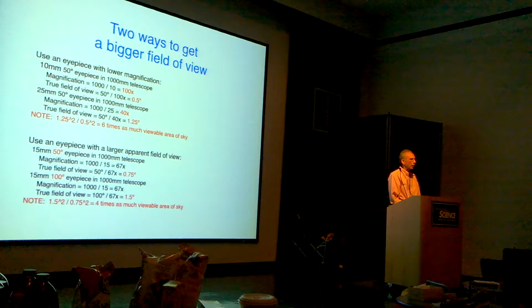And again, at first glance you'd say 1.5 degrees is twice as much as 0.75 degrees. But when you're considering the area, not the diameter of the field of view, if you take 1.5 squared divided by 0.75 squared, you find out you have 4 times as much viewable area of sky when you've got that eyepiece with a wider field of view.